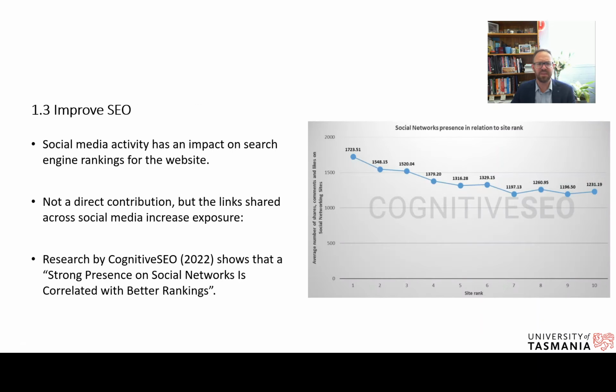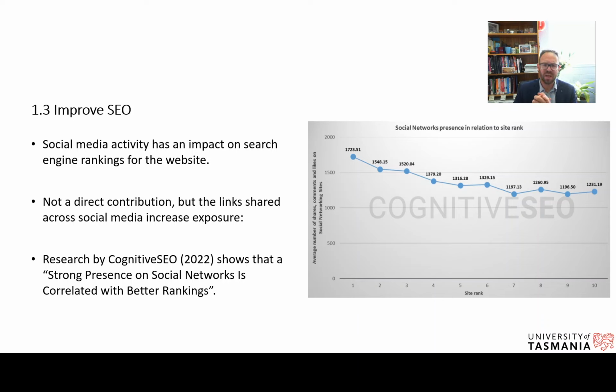So the last one is to improve search engine optimization. Now, social media activity has an impact on search engine rankings for the website. Now remember, we don't know exactly how Google or Bing or the other search engines rank things, but they do give us indications. They don't make the algorithms known or publicly available, but they do tell us what they do basically in general, right?